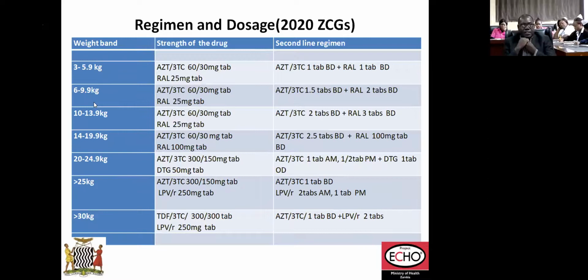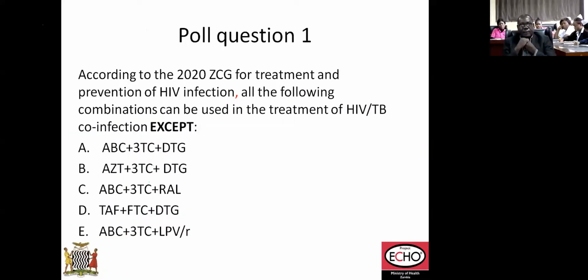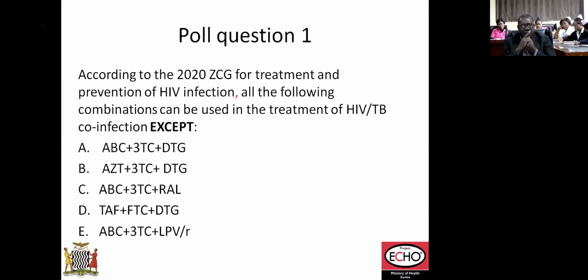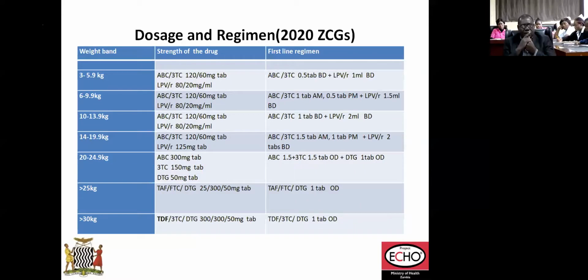The difference with this dosage chart is that there's another formulation. The dose of ABC3TC which we'll be using onwards, and I'm sure some facilities already have it, is ABC3TC 120/60. The previous one I showed was 60/30. We are trying to move away from 60/30 because once you get to about 10 kg, the number of tablets increases. This one reduces the pill burden, and it is a formulation which will be available in most of your facilities.